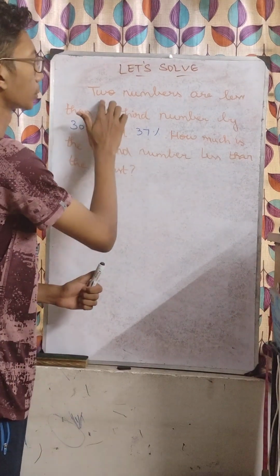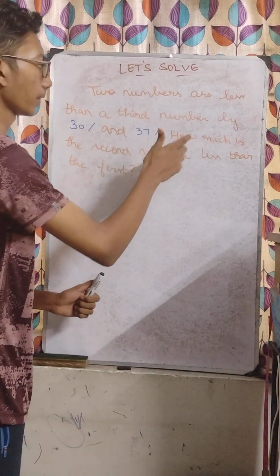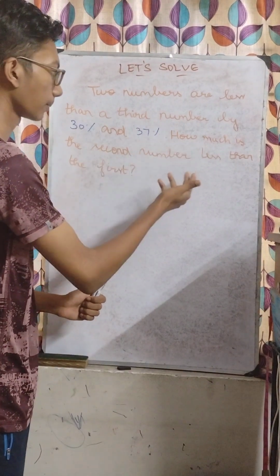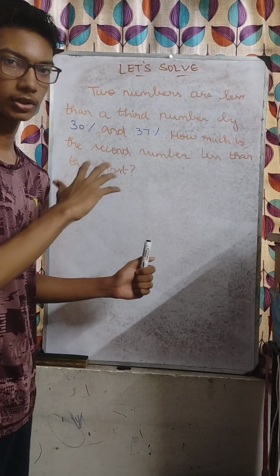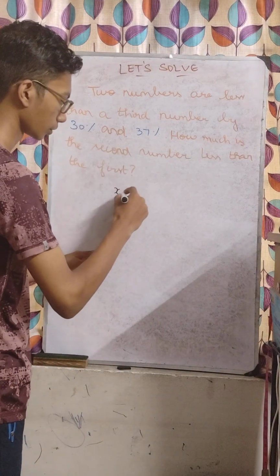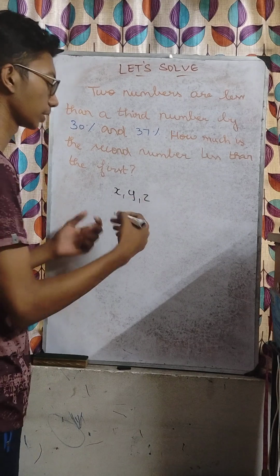So the problem is: two numbers are less than a third number by 30% and 37%. How much is the second number less than the first? This problem includes three numbers, so we will first take the three numbers: x, y, z.